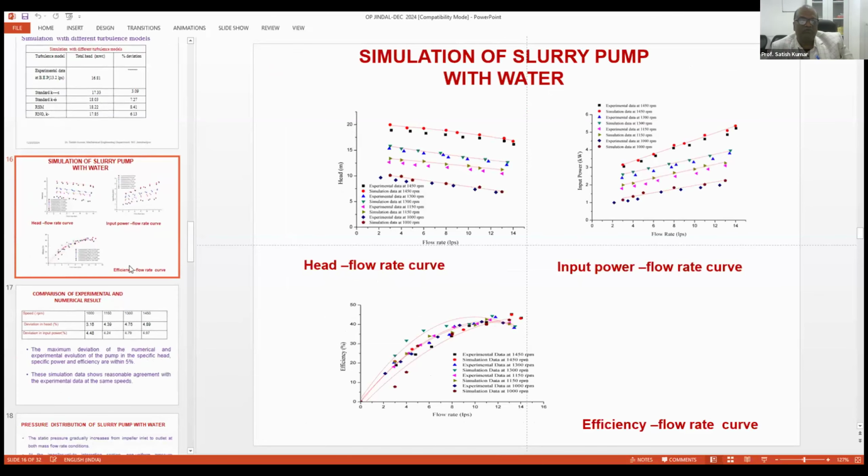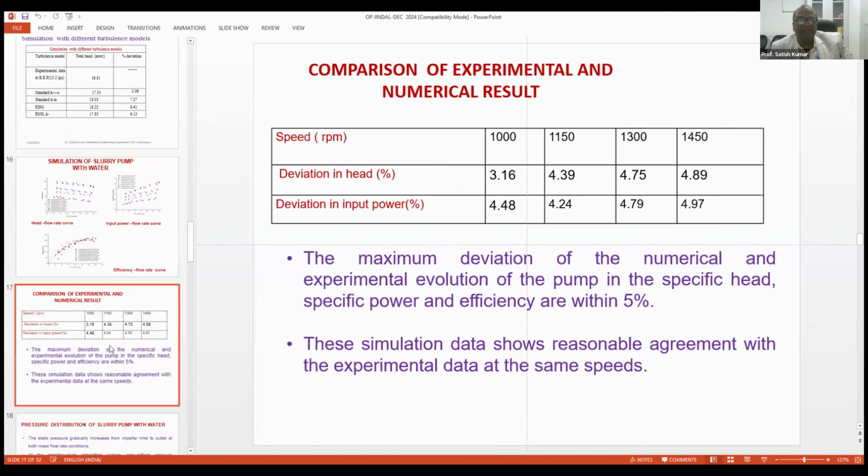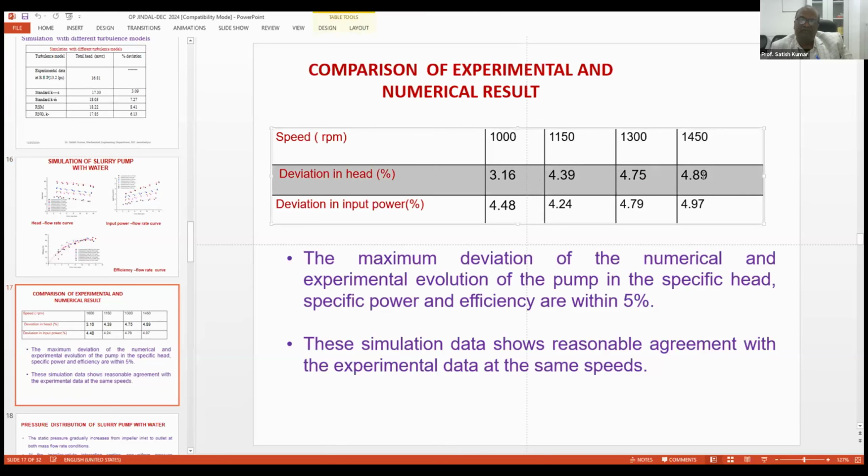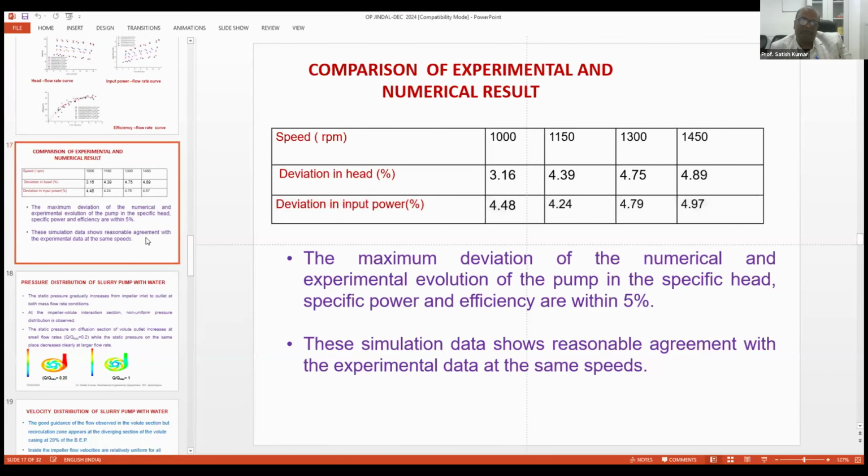Then we see the comparison of the experimental data with the numerical studies. At the 4 operating conditions, these are the deviations of the head and the input power from the experimental data. Both deviations are very small, meaning our numerical investigation gives reasonably good agreement with the experimental data, as we have already performed.